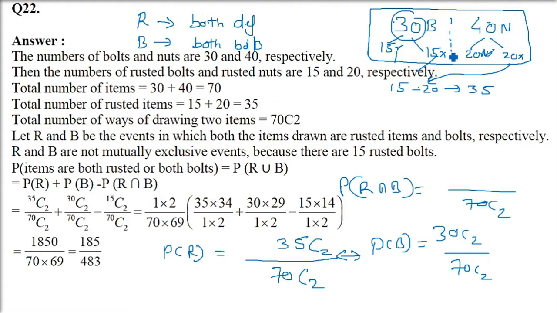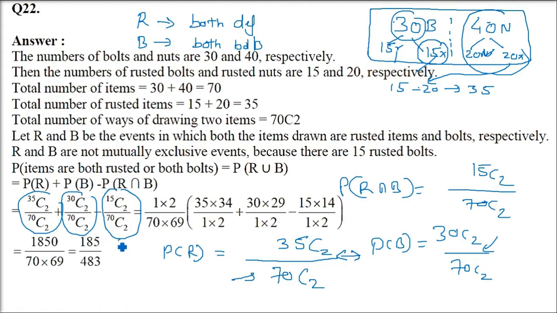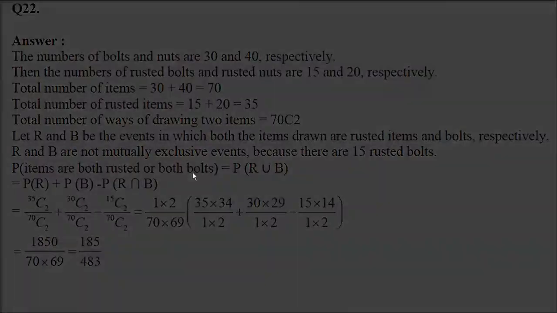What is the intersection? Both are defective and both are bolts. How many defectives are bolts? So forget about the nuts, only talk about bolts. How many defective in bolts? Both bolts are defective, so 15C2. So now you put it here P(R), here you put P(B), and here you put R intersection B, this one. Computation, 185 by 483 is going to come.